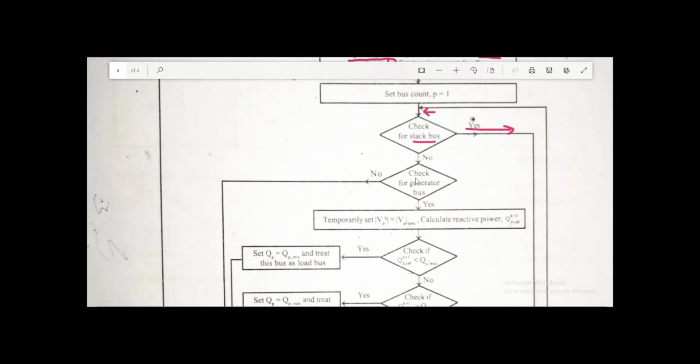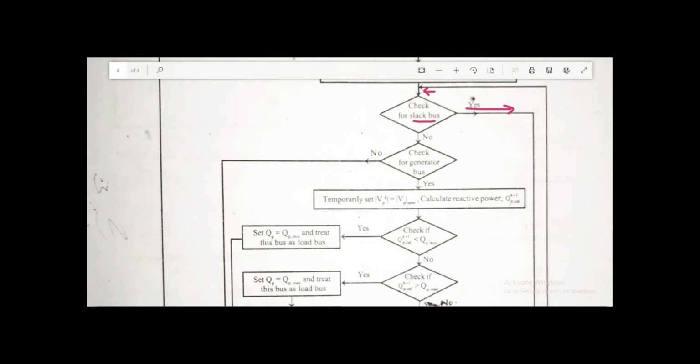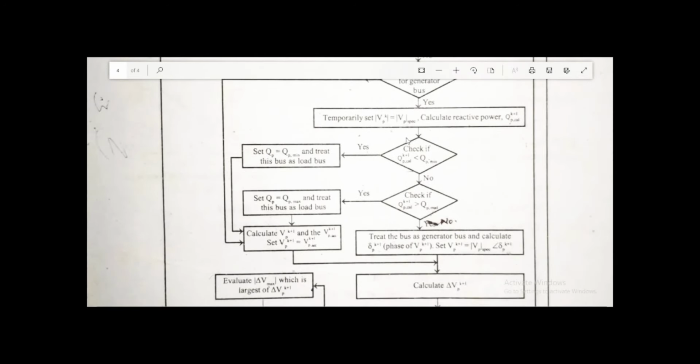Now the bus count is 2 and you are checking whether it is a slack bus. No, it is not a slack bus. Then what will you do? Then you will check whether it is a generator bus. You found that the second bus was not a generator bus. So what could the second bus be? It is not a slack bus, it is not a generator bus. Yes, your second bus is a load bus or PQ bus. So what should we do if you get a PQ bus? Yes, once you get a PQ bus, come here.